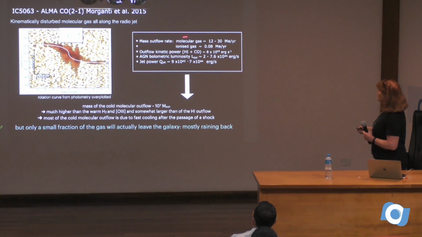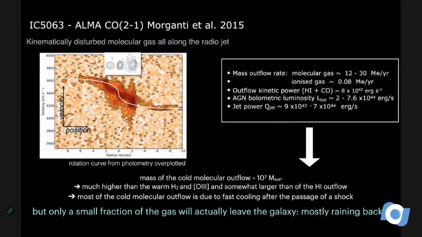And you actually can derive the mass outflow rate, and you see the molecular gas has a significant mass outflow rate, while the ionized gas mass is very low. You can derive the kinetic power of the outflow, and you can also see what is the bolometric luminosity of your AGN, because this is a Seyfert, so it is an AGN, and the jet power. So you can do plenty of energetics if you have this data and this kind of information. So this is what we do.